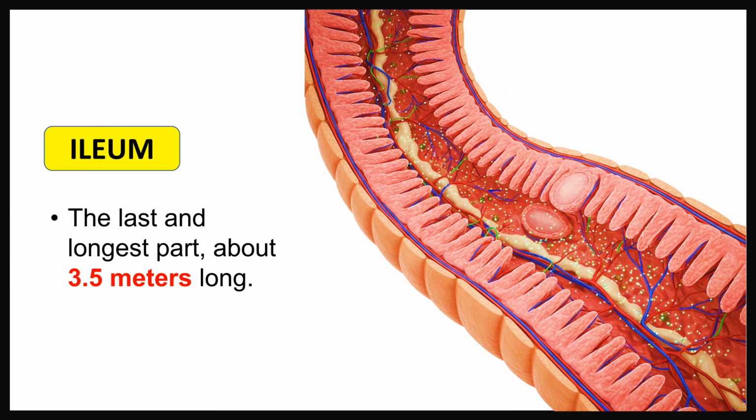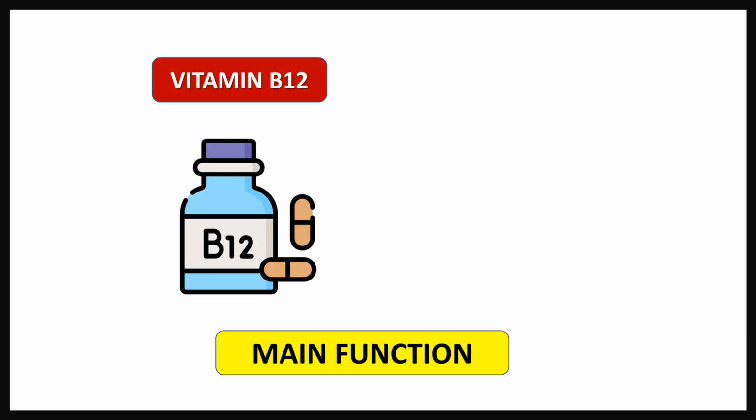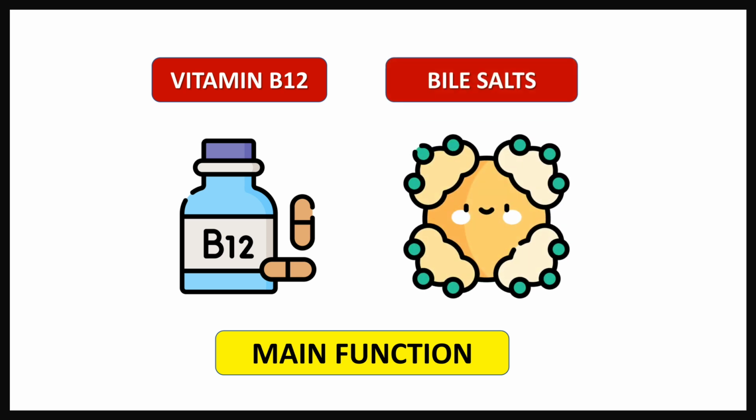The last part of the small intestine is ileum. The last and the longest part is about 3.5 meter long. About its main function, it continues the absorption process, especially vitamin B12 and bile salts. The ileum then connects to the large intestine through the ileocecal valve. You can think of it as the final checkpoint for nutrient absorption before food enters the large intestine.